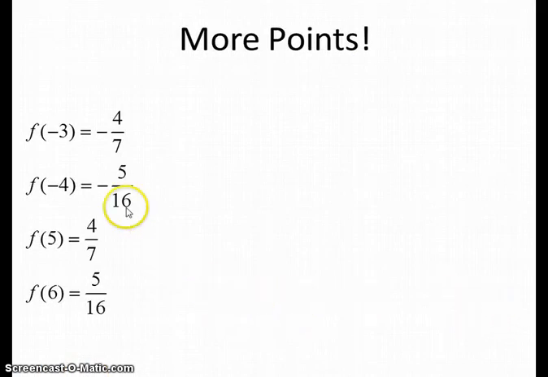I went ahead and picked some more points, -3 and -4, which would be to the left of the x equals -2 asymptote, and then 5 and 6, which are going to be to the right of the x equals 4 asymptote. And I went ahead and did the calculations myself. I didn't want to show all of that again because I think we get the idea. But it looks like these points are pretty close to a half, and as x increases, it looks like f of x decreases here. As x decreases, it looks like f of x increases, getting closer and closer to 0. So let's go ahead and plot these points and see what they look like.